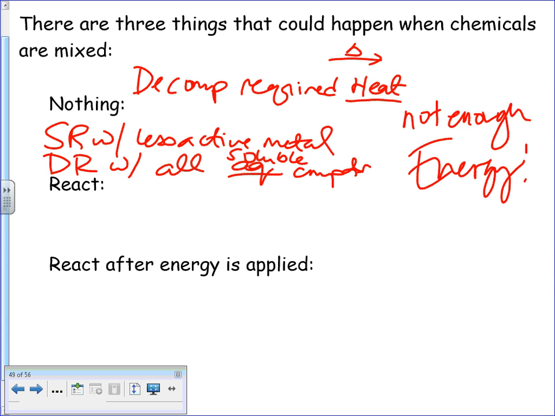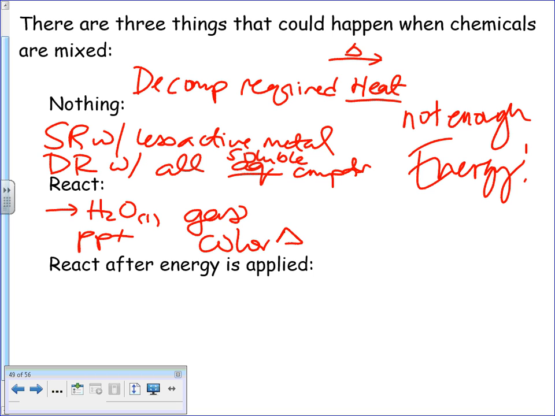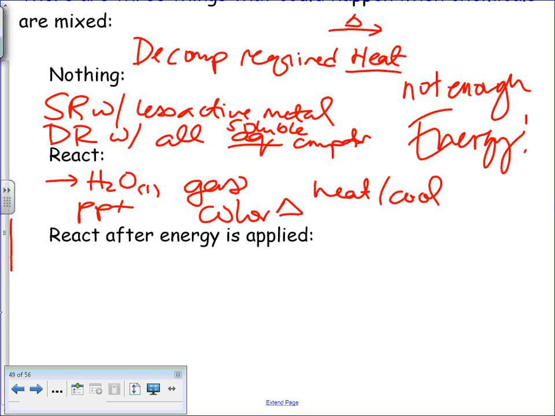So what are some common evidences of chemical reaction? Formation of pure liquids, I'm cool with that. Precipitation, gas evolution, color change. We've done this like a million times, right? Heat evolved, heat or cool, some sort of temperature change. When they react, we can feel it react, we can see it react. And then some things can react only after you've given them enough energy. That energy is called activation energy.